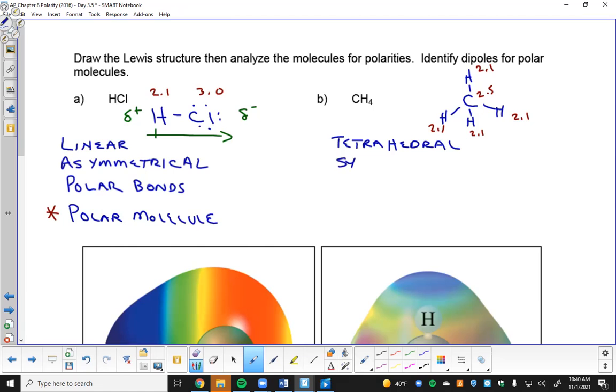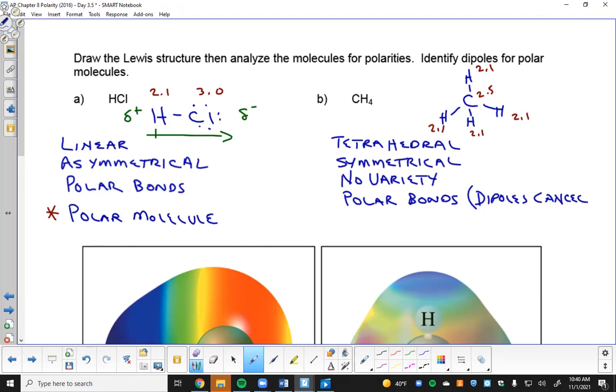But I have symmetry. There's no variety. When there's symmetry and no variety, it will always be non-polar, even if you have polar bonds, because the dipoles will cancel. So this is a non-polar molecule. Bonds would be a nonpolar molecule if the dipoles cancel each other out. So symmetry and lack of variety always cancels out dipoles.